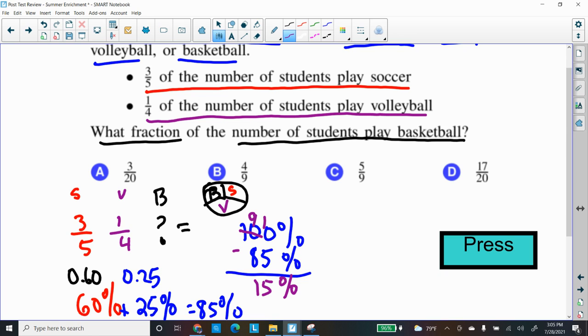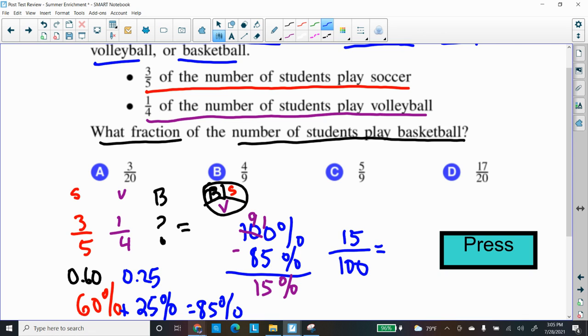But Dr. Rob, they don't have 15% here. They have all these weird fractions. Well, if you remember how to change a percent to a fraction, the bottom number is always 100, and you put the top number next to it on top. So that'd be 15 over 100. But Dr. Rob, they still don't have that fraction.